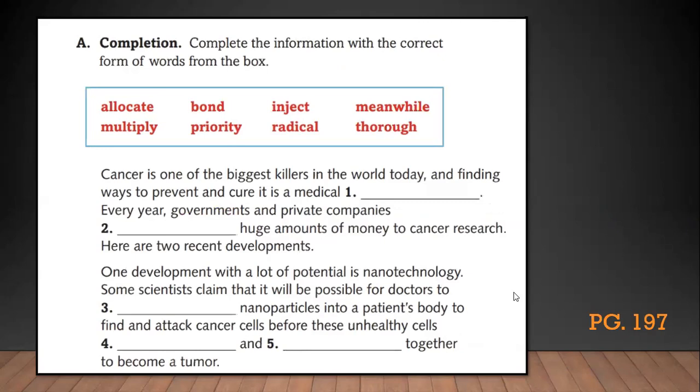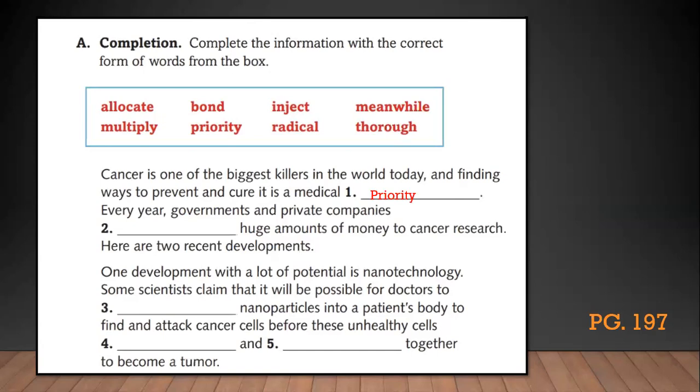Let's see. Cancer is one of the biggest killers in the world today, definitely. And finding ways to prevent and cure it is a medical, what's the best one? Inject, radical, priority, bond, allocate, multiply, meanwhile, through. Priority, yes. Let's check it out. Some of you say priority. Thank you, Abby. And Andrea, yes, and Melly. It's that one. Good, nice try.